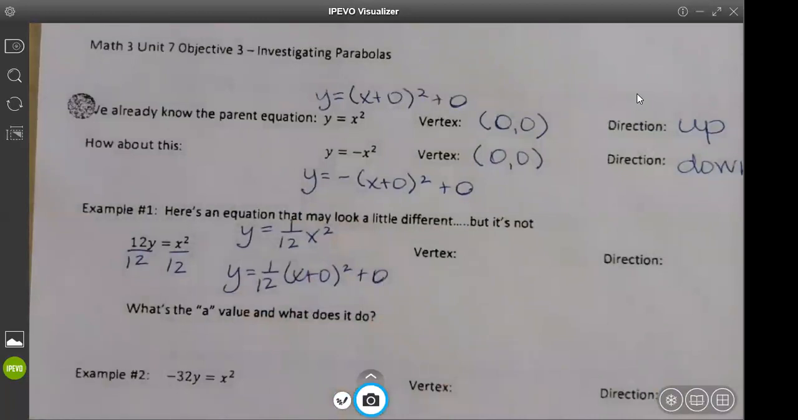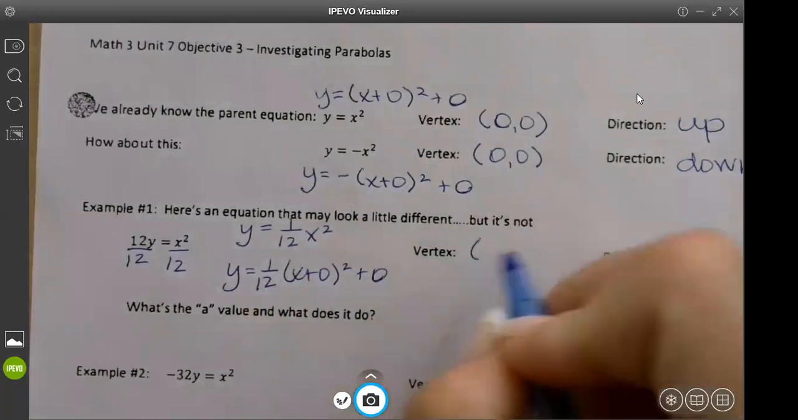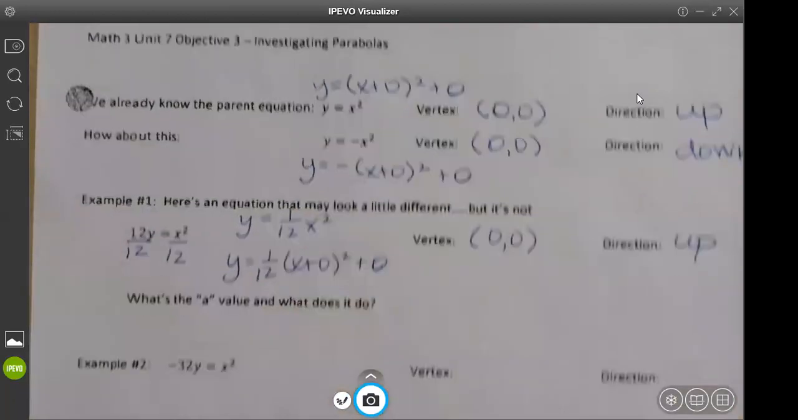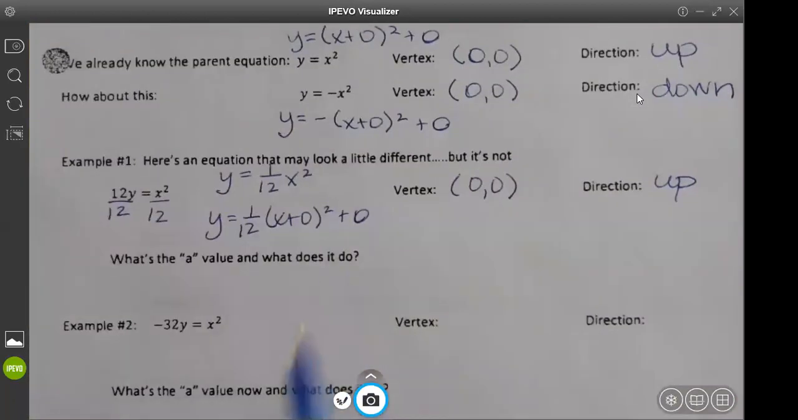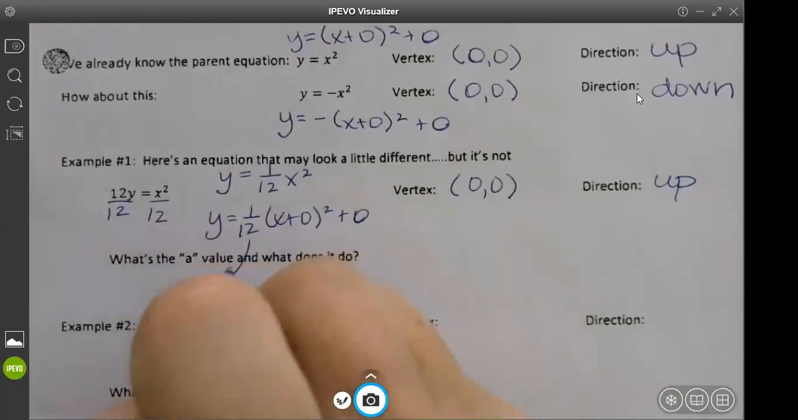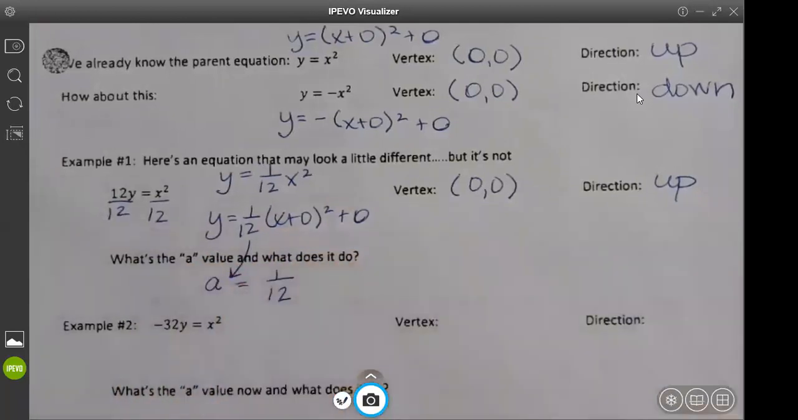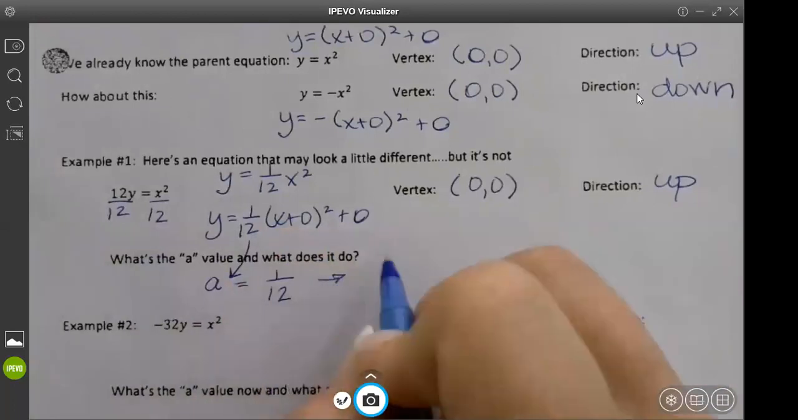It's just getting you to look at it as it's already in vertex form. Don't think that it's any different. So what's your vertex on this one? 0, 0. What's your direction? Up. Very good. All right, so it says, what is the A value and what does it do? The A value is 1/12. Now remember, it tells you whether it is fat or skinny.